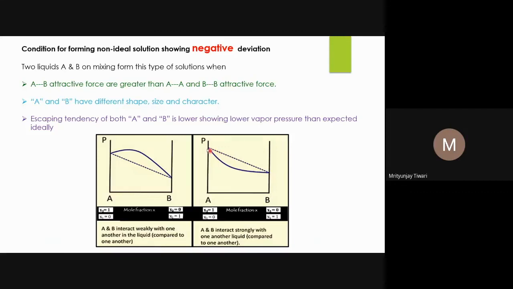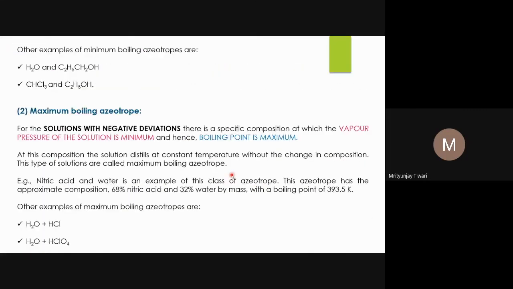But if the solution is not an ideal solution, or the solution shows negative deviation from Raoult's law, the vapor pressure will be lower than the theoretically calculated vapor pressure, and this is what will be followed until pure B is formed. Pure A and pure B are the end points. Somewhere here the vapor pressure will be minimum, and then the boiling point will be maximum.